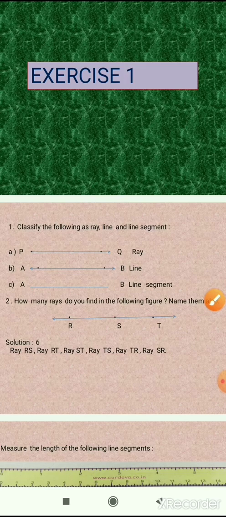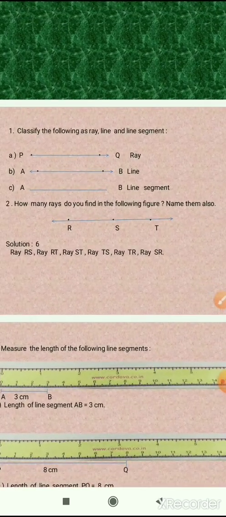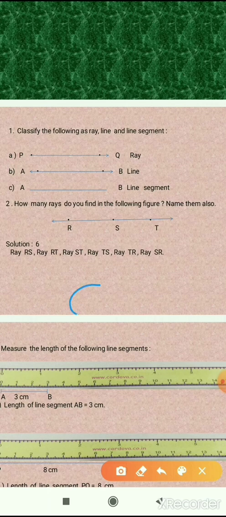Okay, now see second question. In the given figure you have to find how many rays. How many rays do you find in the following figure? Name them also. So if you observe this figure carefully, you come to know that there are a total of 6 rays. How many rays? 6 rays.